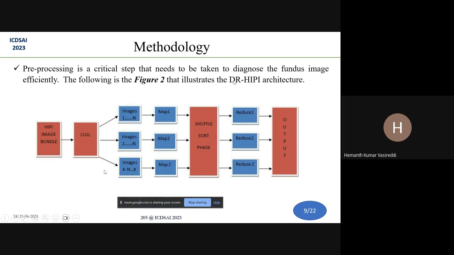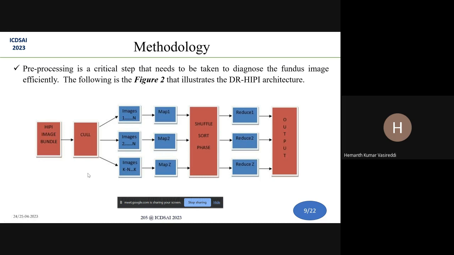For example, if we consider there are 50 images, all the 50 images will be divided into various map phases. In the map phases, the particular methodology will be implemented, and it goes to the shuffle and sort functionality. From there, it goes to the reduce phase, and then it reaches the output. In the map phase and the reduce phase, we will be discussing the algorithm. But before that, this is the architecture we have.